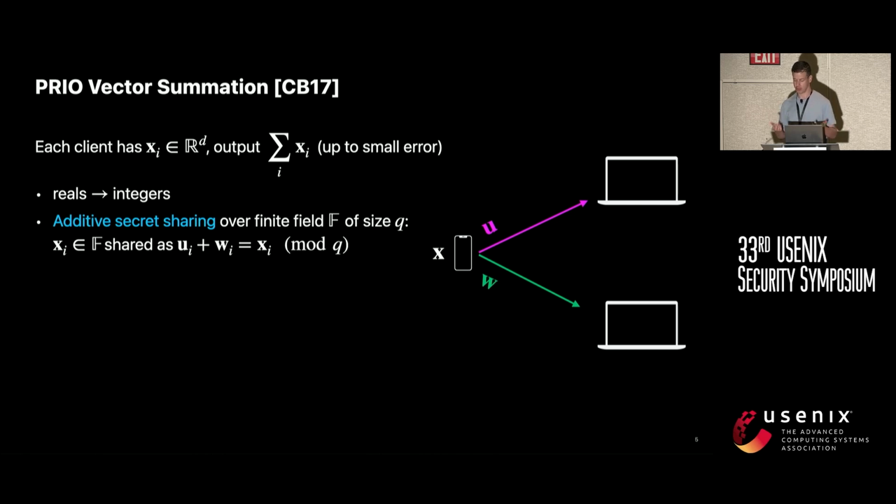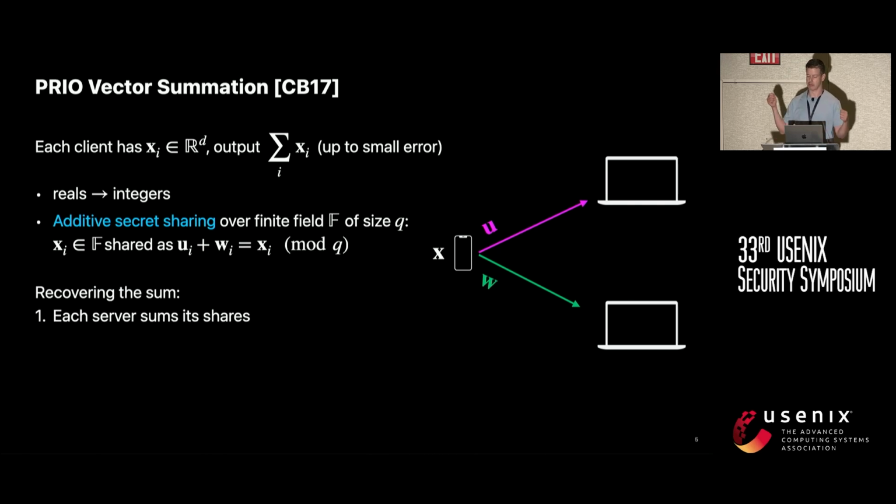Each server gets a uniformly random field element, so in its view it learns nothing, but the sum of these 2 field elements, u and w, equals the x that is being shared. So long as the servers don't communicate or collude, so far they have learned nothing, but using linearity, this is very conducive to computing sums. So in order to recover the sum of many contributions from clients, each server can sum its own shares on its own without communicating with the other server.